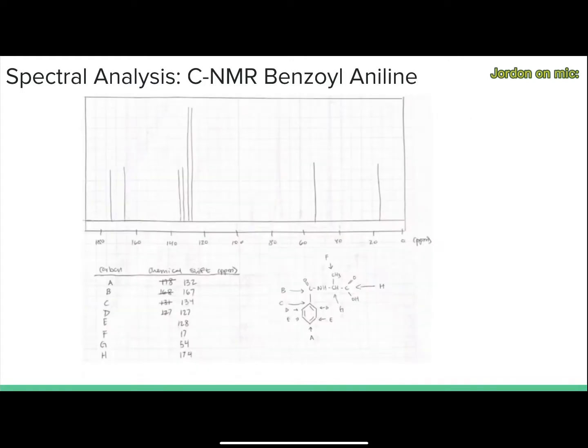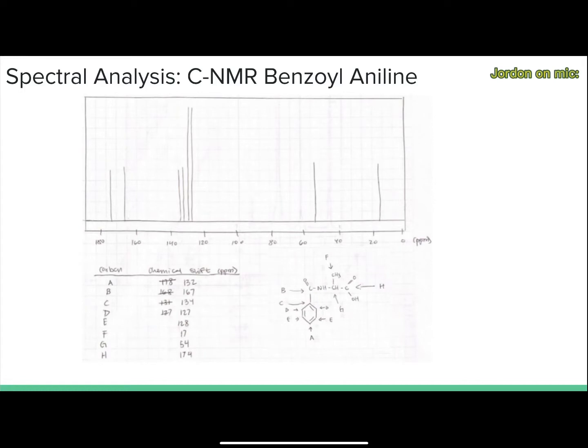In the proton NMR of benzoyl alanine, we have many peaks, beginning with A with a chemical shift of around 4, integrating for 1, and is a doublet. Protons B at around 7 ppm, integrating for 2, and is a multiplet. C at 7 ppm, integrating for 3, and is a multiplet.